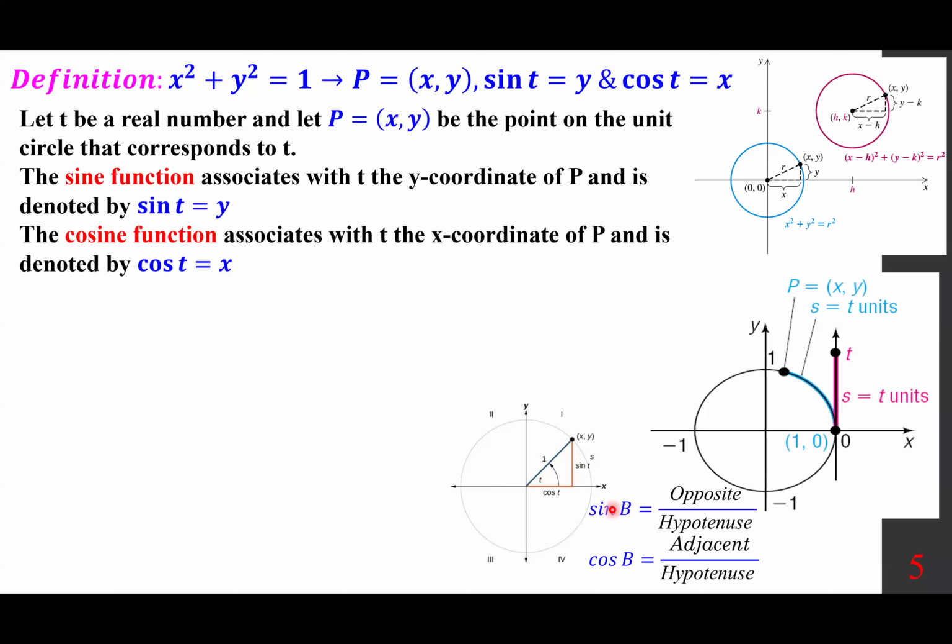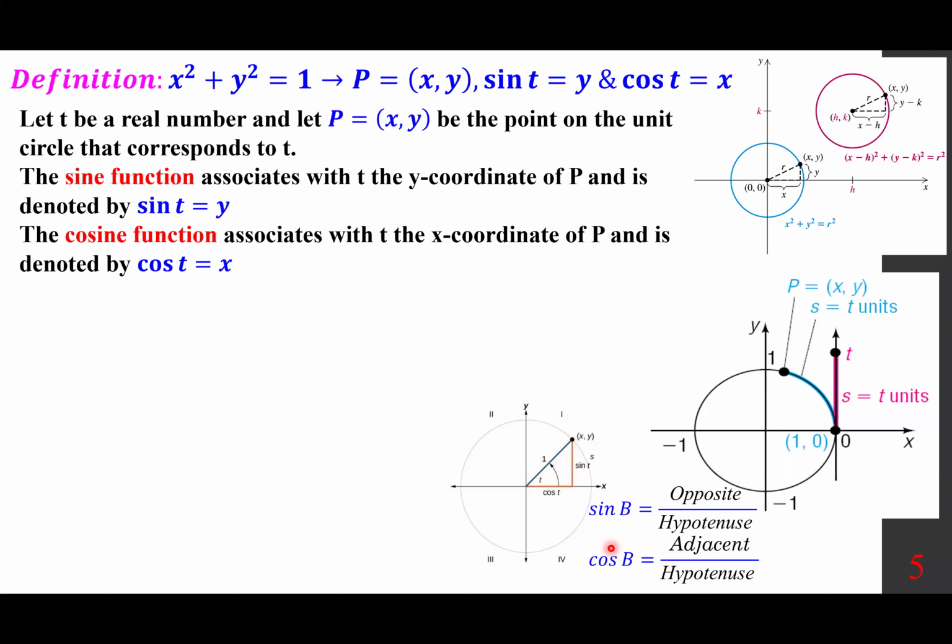Here's the reason. If you recall, the definition of a sine was opposite over the hypotenuse. So if you look at this angle t or theta, sine is the opposite, which is sine t, which is the distance y, over the hypotenuse. The hypotenuse is 1. So y over 1, therefore y becomes sine t.